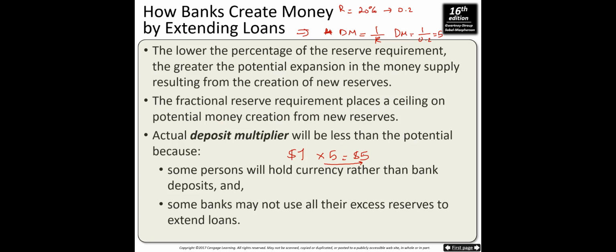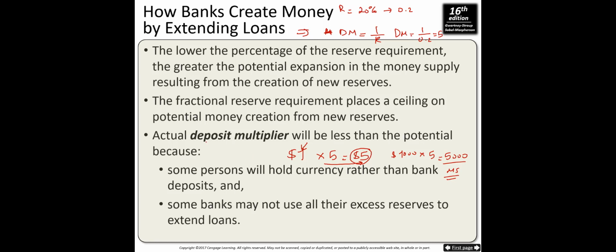And the total money supply will be $5 if $1 is deposited into the bank. And in our case, it was $1,000. And again, R was 0.2. Therefore, 1,000 times 5, $5,000 is the total money supply through the banking system. The total money supply increased to $5,000 because of new loans that the banks create.